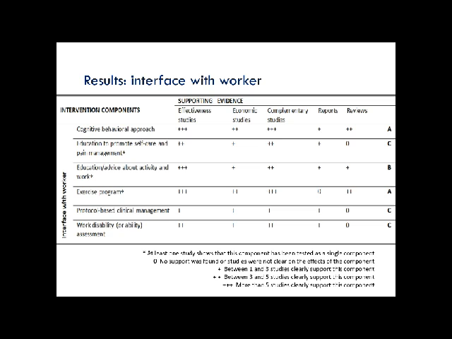In this first table, I present to you the results for the interface with the workers, and the main components are cognitive behavior approach, education to promote self-care and pain management, education and advice about activity and work, exercise program, protocol-based clinical management, and work disability or ability assessment. And you can see the supporting evidence has these columns that show the different types of studies, and you have the effectiveness study as really the main supporting evidence for cognitive behavior approach and education advice about activity and work.